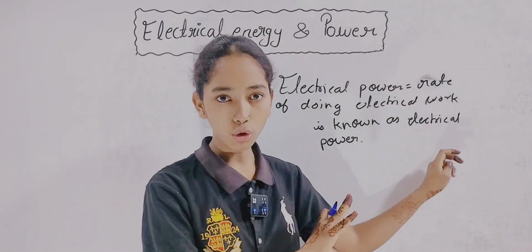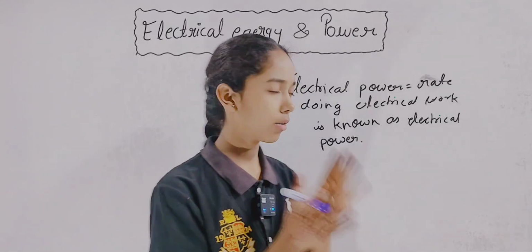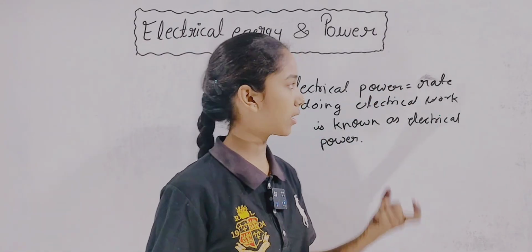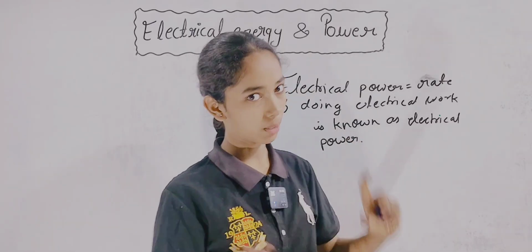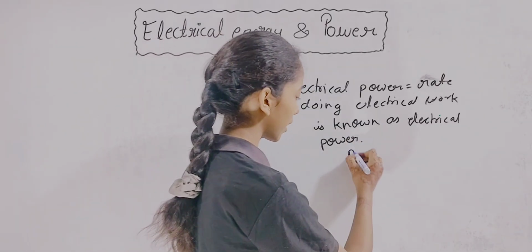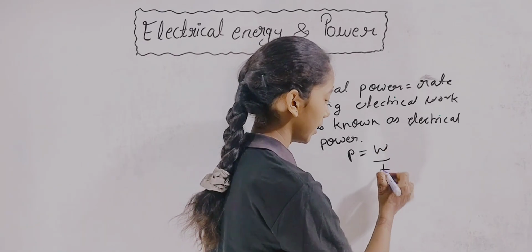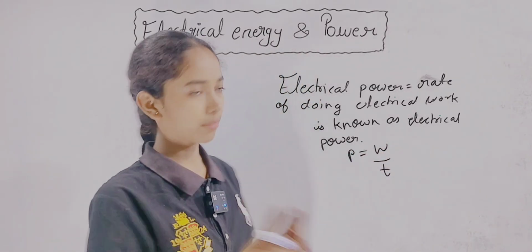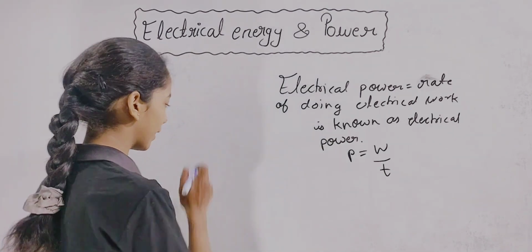And we know the unit of power, the dimensional formula and the main formula of power. What is the unit? Joule per second, or we can say watt, W-A-T-T, the SI unit of power. So here we get the formula of power, W by T, work upon time. To understand it better, we will draw a diagram here.